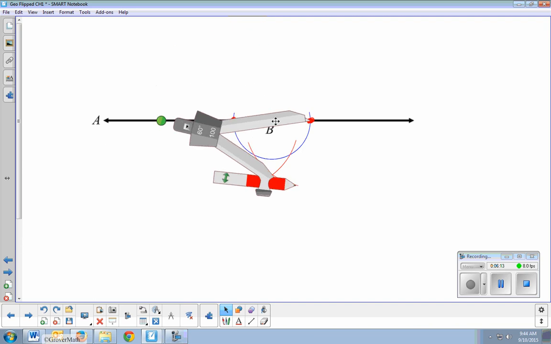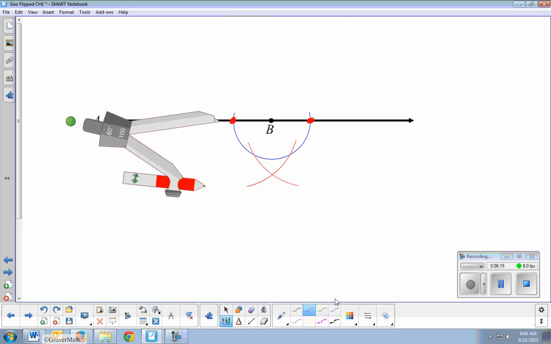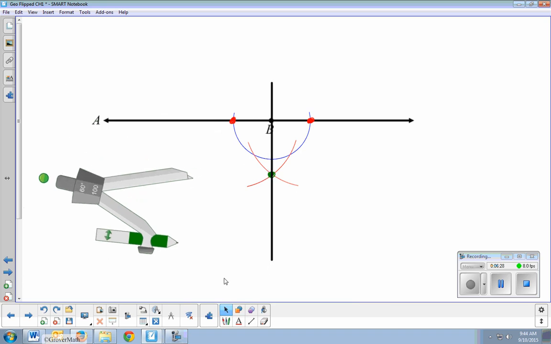Draw the arcs where they cross. That is a new point, and that is what I'm going to connect with point B to draw my perpendicular line. And so this line here, again, we could call it BC or whatever, is perpendicular to line A through point B. So again, I could put my perpendicular box there.